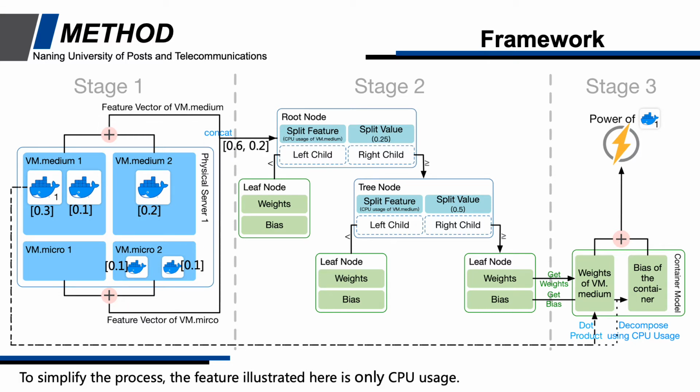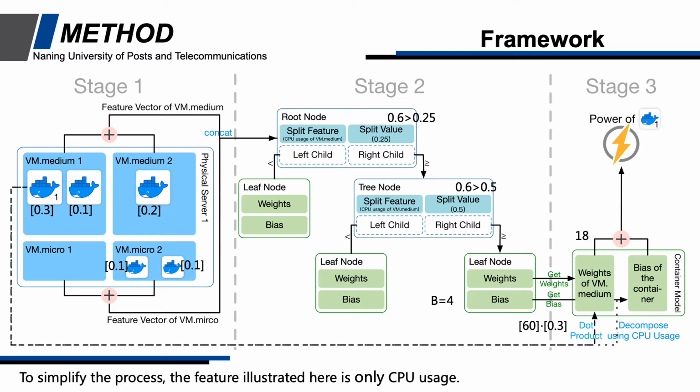With the feature vector obtained, we can find the corresponding leaf node in the light of split condition and the recorded leaf node's model parameters in stage 2. After that, models corresponding to each VM type can be accessed. A part of container's power can be estimated by dot product of the weight vector of the VM type which the container locates in with the container feature vector.